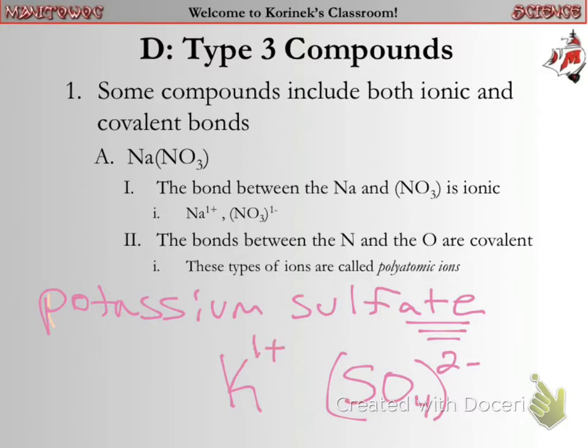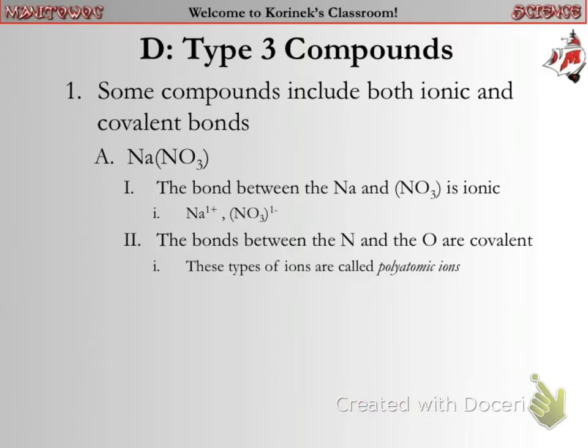And if we go ahead and crisscross those charges, okay, if we put the 1 down there and the 2 down there, well, then we should get a final answer of K2SO4 for potassium sulfate, K2SO4. Okay? So we're going to do a ton of practice with these things in class the next 3 or 4 days. All right, that's it.